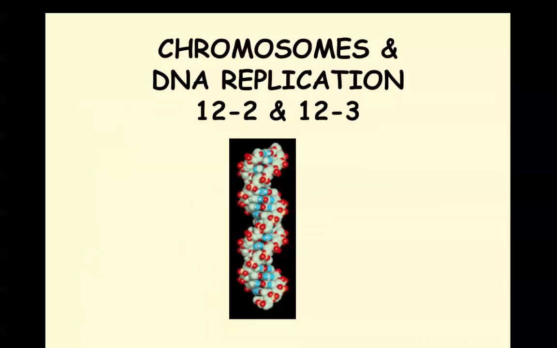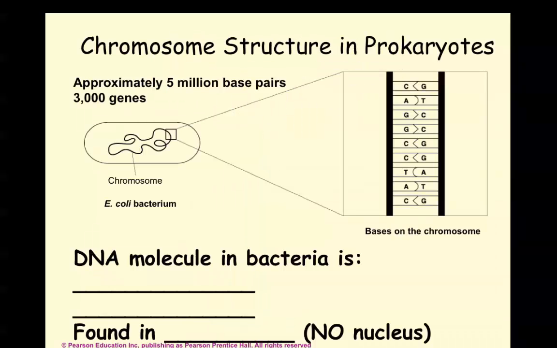Okay, so now we're going to continue more about the DNA and chromosomes and the way they look. So a DNA molecule in bacteria is going to be single-stranded, and it's going to be circular and found in the cytoplasm. Remember, bacteria and prokaryotes, they don't have a nucleus.